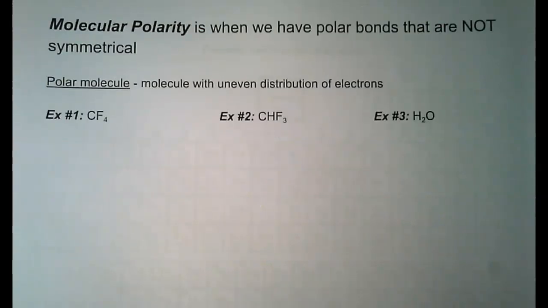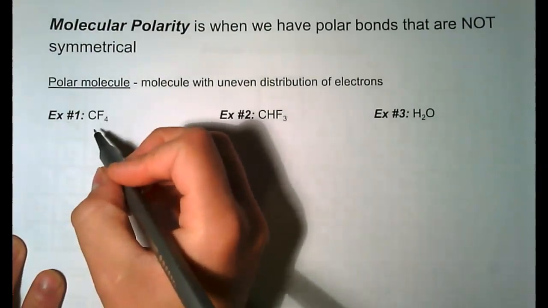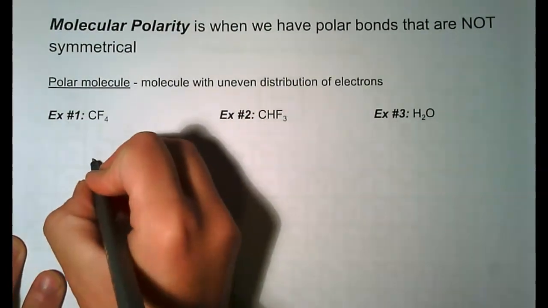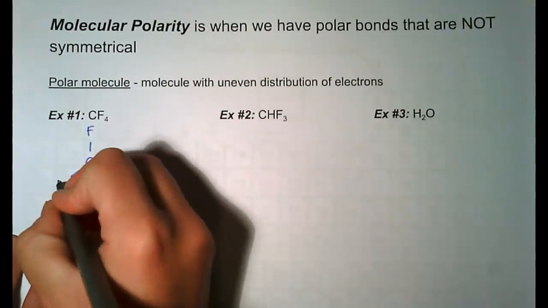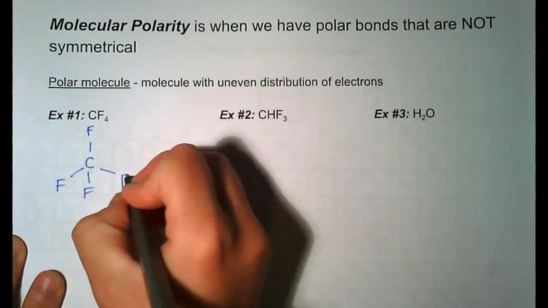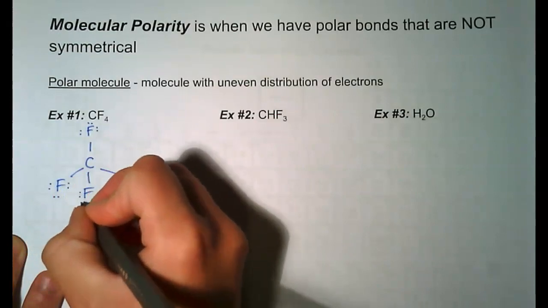So we get a polar molecule when we have polar bonds that are not symmetrically placed around our central atom. So a polar molecule just means that we have a molecule with uneven distribution of electrons. So in example 1, we have CF4, and I'm just going to draw the Lewis structure here for us. CF4. And of course we have 6 lone pair electrons around each fluorine.